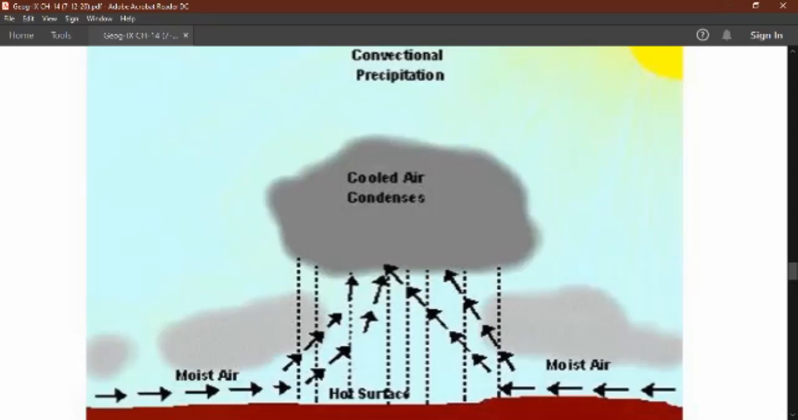This type of rainfall occurs in the afternoon at about 4 o'clock and is known as 4 o'clock showers.